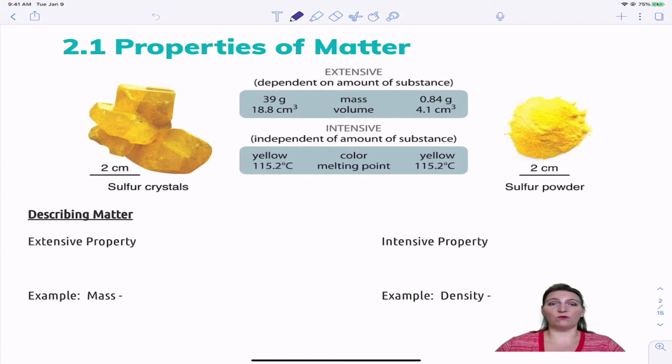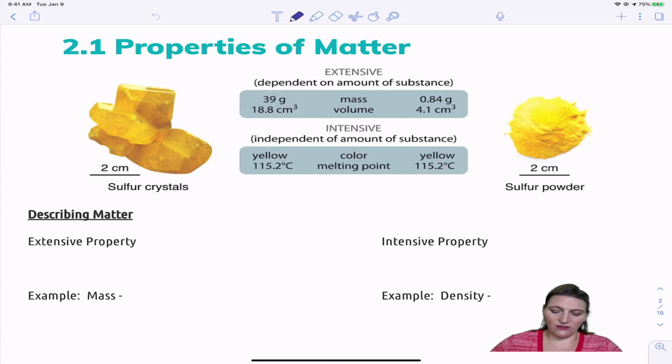But an extensive property, think of that word extent. To what extent will you go? It means how much, how far. So one sample of sulfur may have more mass than another sample of sulfur. So let's write those properties in our notes.